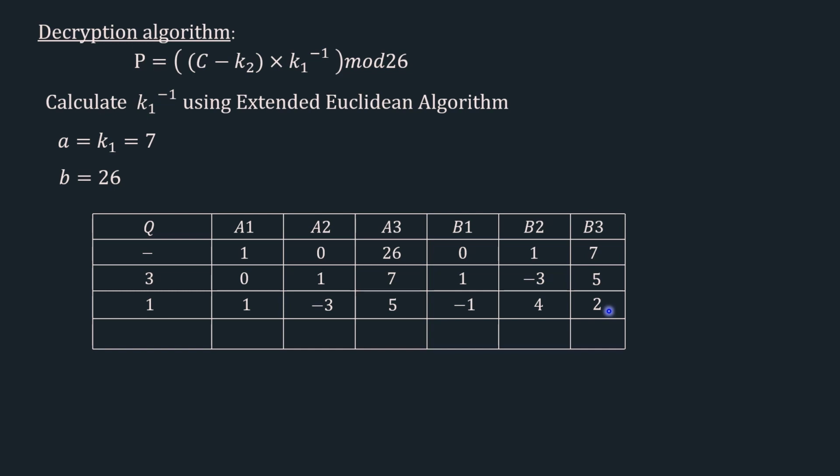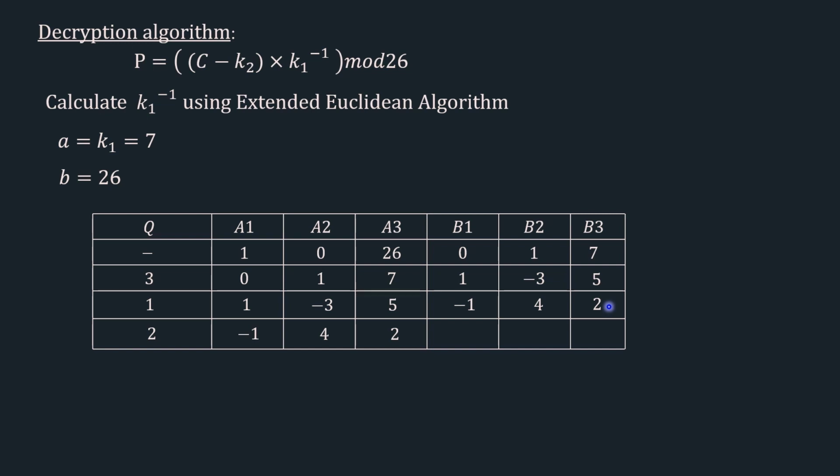Let's calculate the next q value. So it is a floor of 5 divided by 2. If we divide 5 by 2, we get 2 point something, and then we apply the floor operation, so we get the value as 2. The values of a are the previous values of b. So a1 becomes minus 1, a2 becomes 4, and a3 becomes 2.